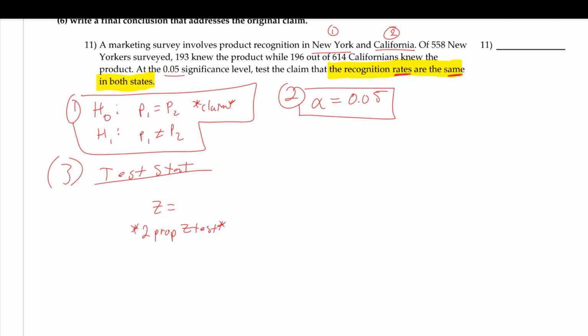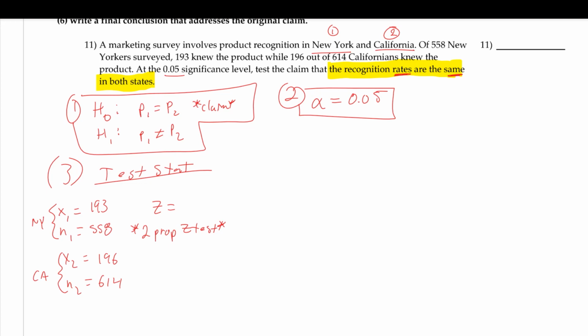And what are the inputs here? The inputs are essentially your sample data for each population. Since we're dealing with proportions, they're going to be x1, n1, x2, n2, where 1 is for New York and 2 is for California. Let's see if we can identify all these pieces from the problem. If we reread this, it says 558 New Yorkers were surveyed, and 193 recognized the product. And 196 out of 614 Californians knew the product. So 614 is the sample size, and only 196 actually recognized this product.